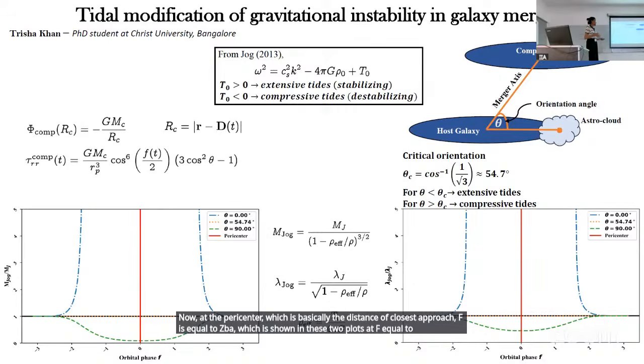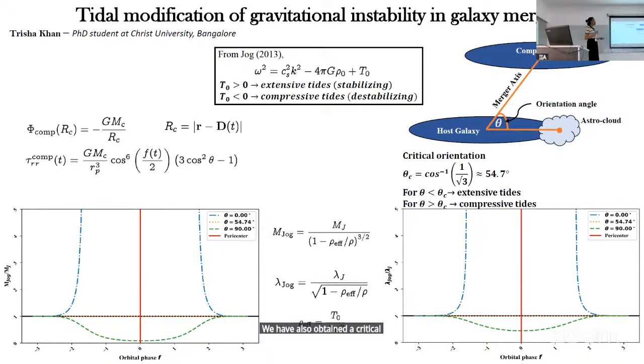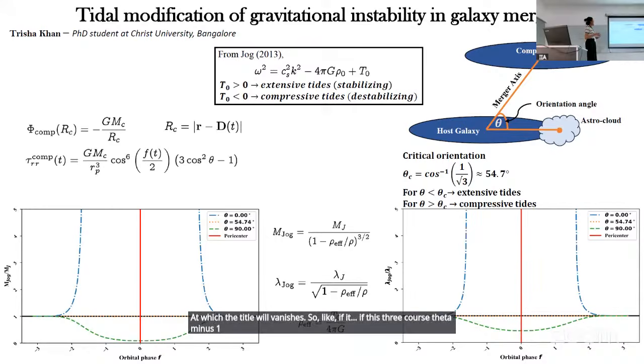This is the pericenter. We have also obtained a critical angle, that is 54.7 degrees, at which the tidal field vanishes. If this 3 cos square theta minus 1 is 0, then the tidal field vanishes, and that angle is 54.7 degrees. Above and beyond this particular angle, the nature of the tidal field changes.